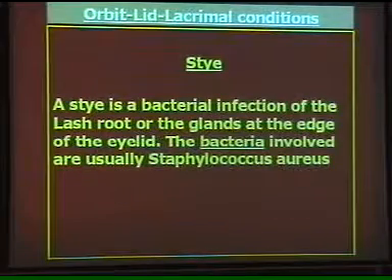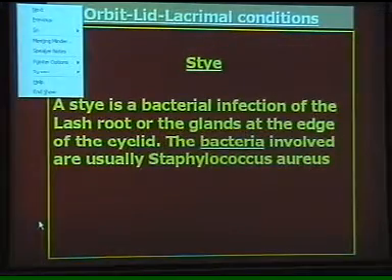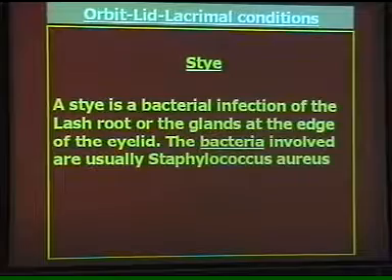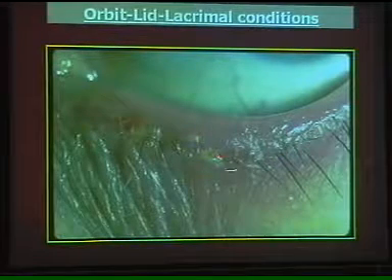Okay. Now sty is another common presentation in the outdoor clinic. It is the inflammation of the lash root. If you go to the anatomy, it is the infection of the lash root, where the bacteria are normally present, but due to some reason, such as low immunity, the bacteria start growing at the root of the lash, and it presents like a small yellow pimple at the lash root area.